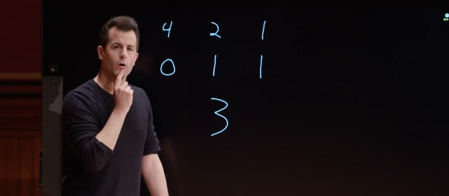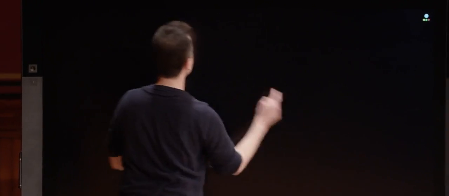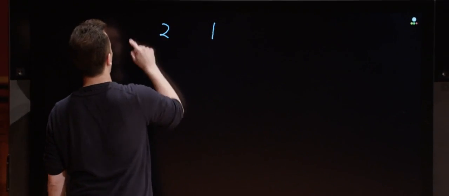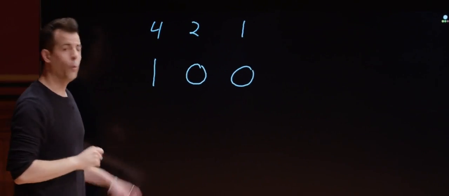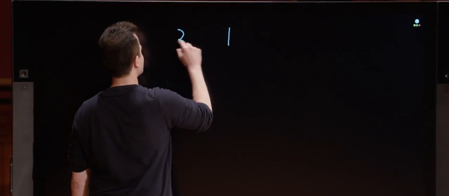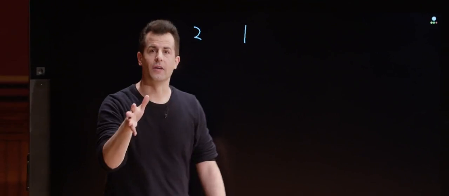Now, what about 4? How do I count as high as 4? Well, it's even easier, perhaps, because we just need a single 1 in this case. We just need 1, 0, 0, because now I have a 1 in the 4's place. And now let's skip ahead. Suppose I want to count up as high as, let's say, 7.